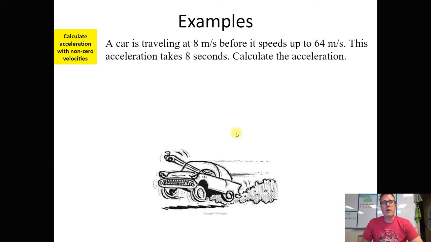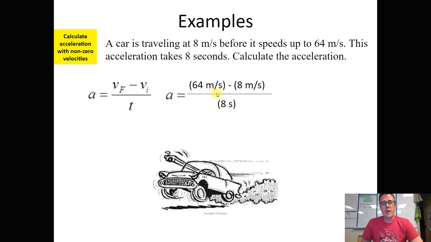Well, how about we start with something that has some non-zero velocities? So we have a car that's traveling at 8 meters per second before it speeds up to 64. So this wasn't a car at rest at the beginning. We've got some non-zero numbers. And they're telling us that the acceleration took 8 seconds and we're supposed to calculate. Well, the math is the exact same. We're going to start with the same exact equation, plug in the things that we know.